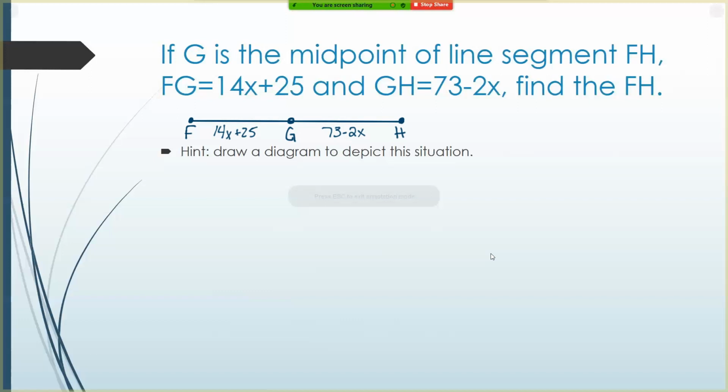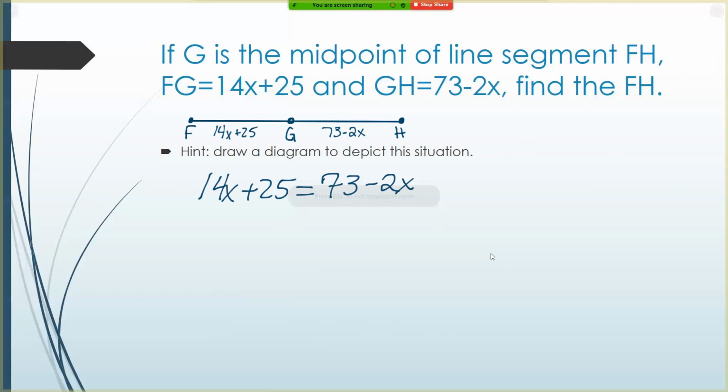So this one sets up really similarly to the last one. I'm giving you the length of FG and GH. Both of those are equal to each other. So we're going to set 14x plus 25 equal to 73 minus 2x, and then we're just going to solve for x.